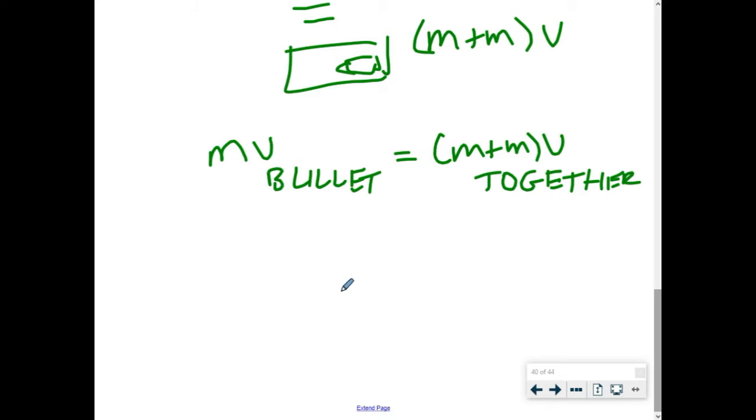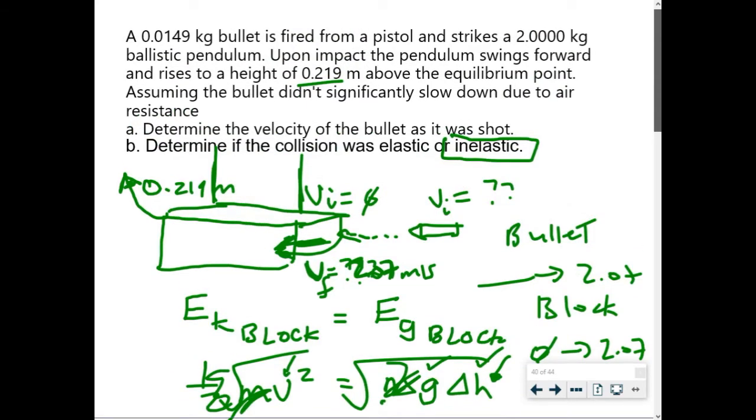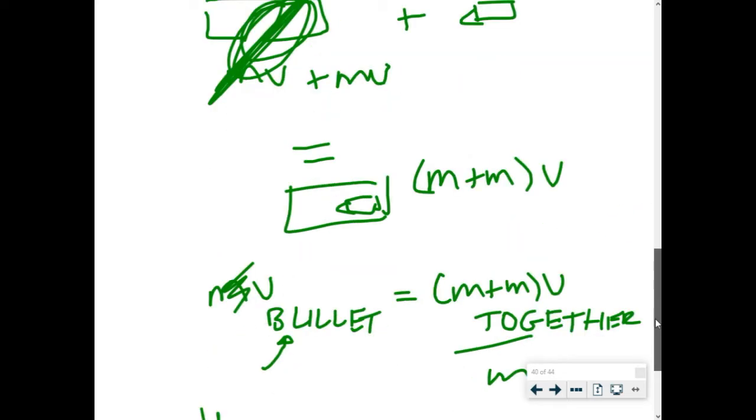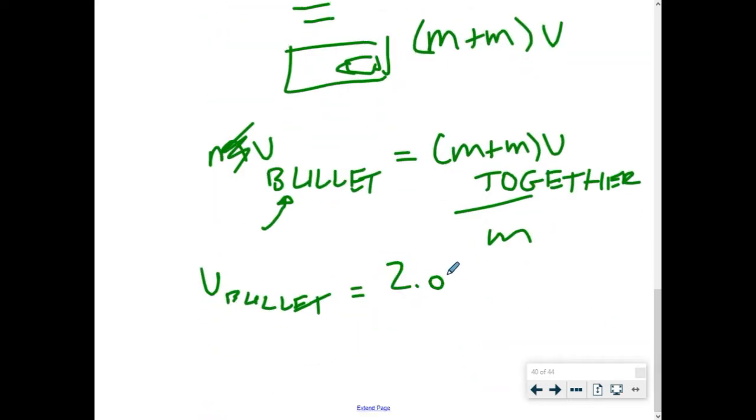What was the whole point of our question again? Wasn't it to try to find the velocity of the bullet originally? So if we want to find the velocity of the bullet originally, divide both sides by mass, and I think we're good to go. We're now ready to start plugging numbers into a formula. The velocity of our bullet will be equal to the combined masses. So let's combine the masses of everything. It'll be 2.0149 kilograms. That's the combined mass.